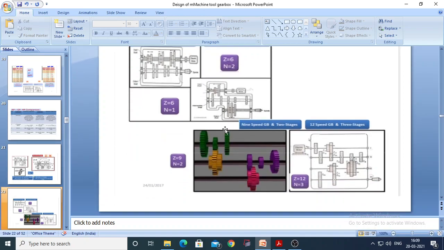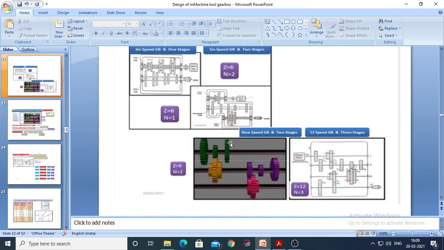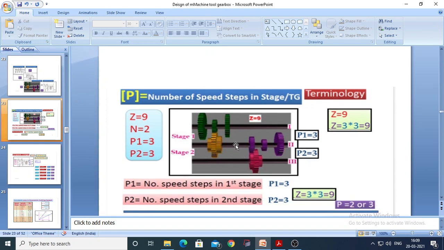See, here one animated figure is shown: a 9 speed gearbox with 2 stages. Here 1, 2, 3 shafts are given, and z is equal to 9. This means you have to check the number of speed steps in the first stage. Check this figure. I will explain how to get the number of gears on each shaft with the help of this.